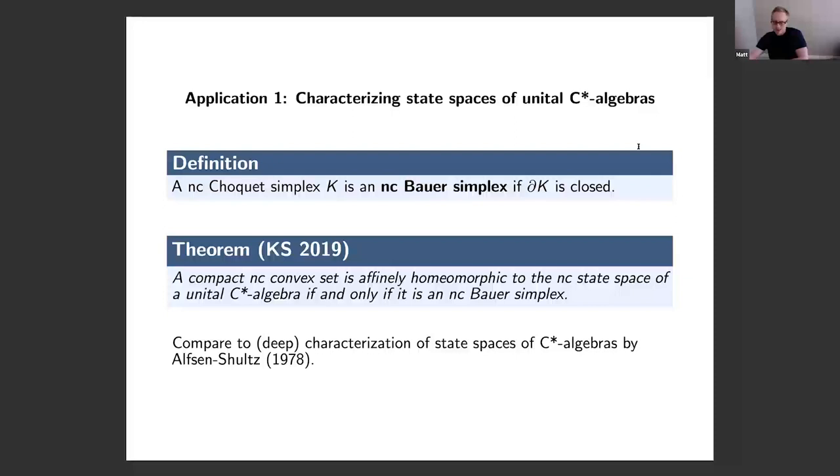There is a deep characterization due to Alfsen and Shultz of compact convex sets, ordinary compact convex sets, which arise as state spaces of C-star algebras, but it's significantly different. It's not similar at all to the classical characterization in terms of Bauer simplices. If you want that, then as the theorem shows, you need to look at the NC state space.